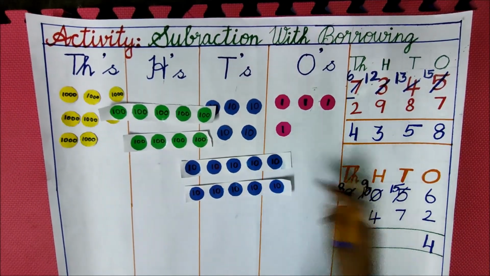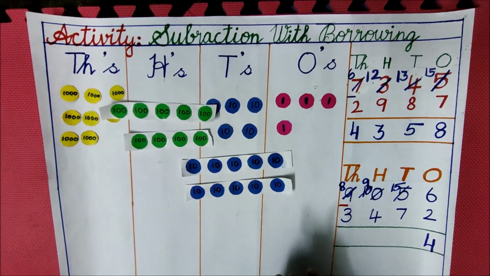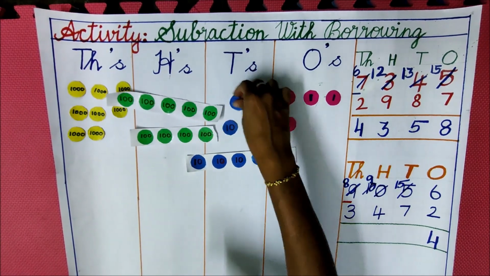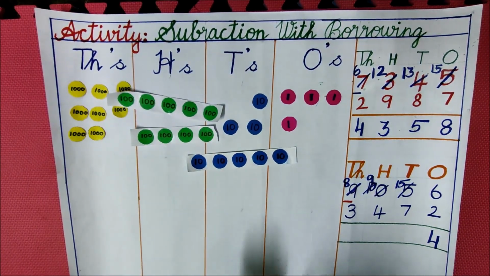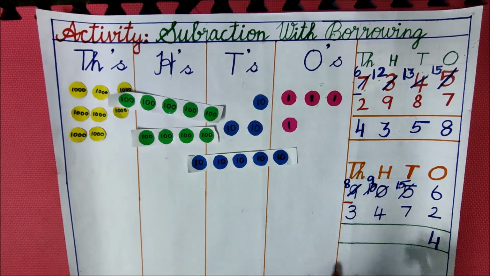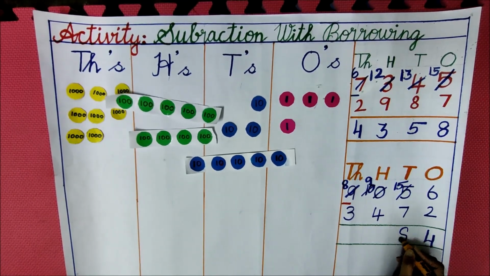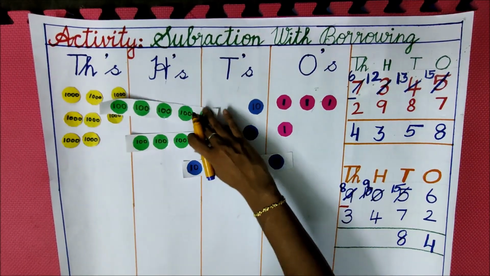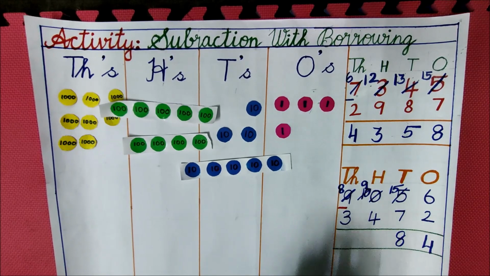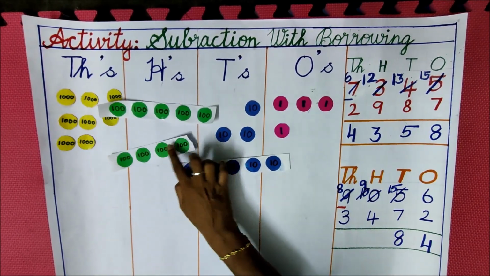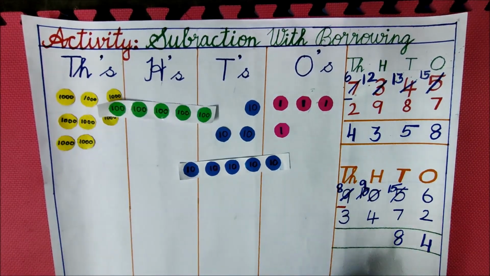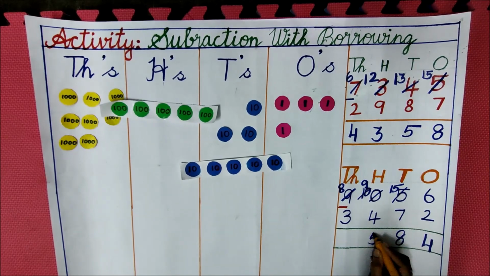Okay, now 15 minus 7. I am going to take out 7. See, 5, 6, 7. Okay, count the remaining things. 1, 2, 3, 4, 5, 6, 7, 8. So 15 minus 7 is 8. Okay, next, how much here? 9. 9 minus 4. So out of 9, I am going to take out 4. 1, 2, 3, 4. How much is remaining? 1, 2, 3, 4, 5. So 9 minus 4 is 5.